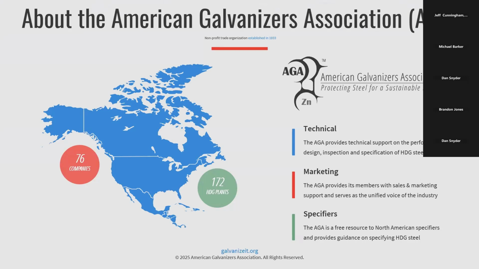The American Galvanizers Association, we were established all the way back in 1933. So we're coming up on about 100 years we've been around. Galvanizing has been over a 150-year-old process and just continues to get better. We represent over 170 hot dip galvanizing plants in North America, Canada, US, and Mexico. We're expanding down to Latin America as well, and we represent over 75 companies with that.